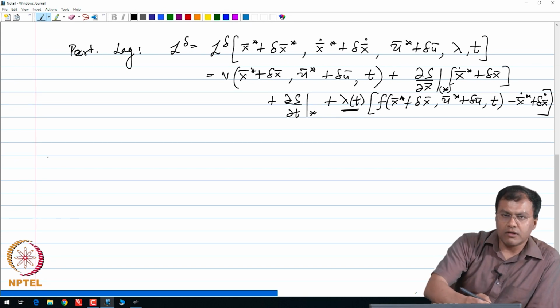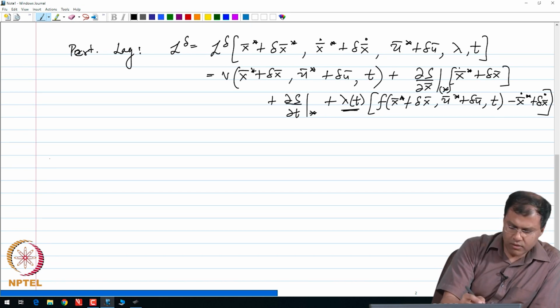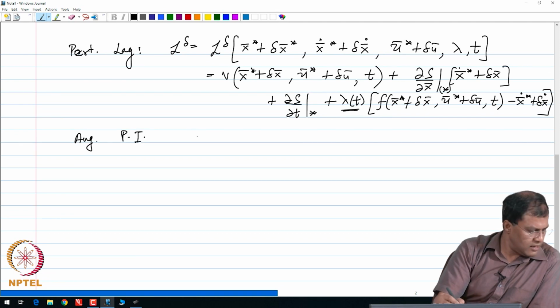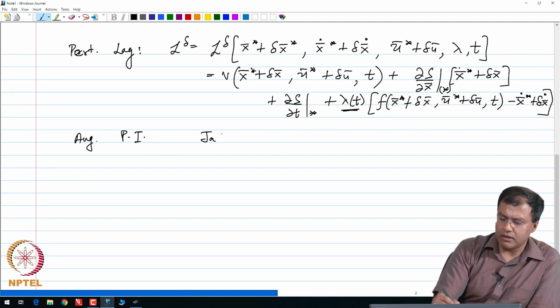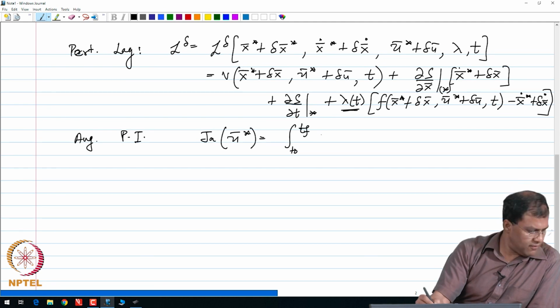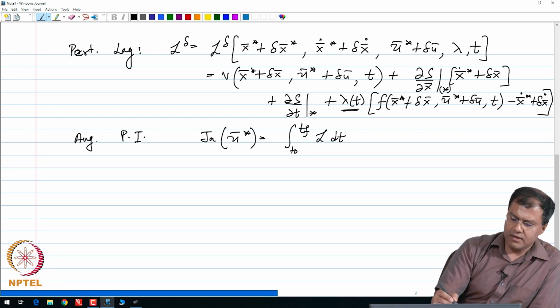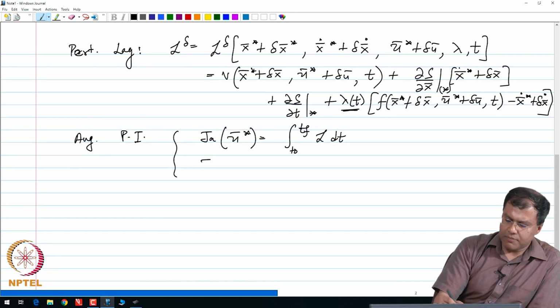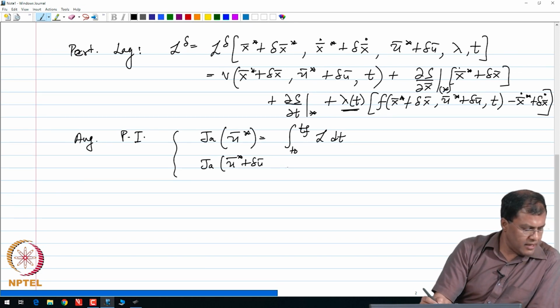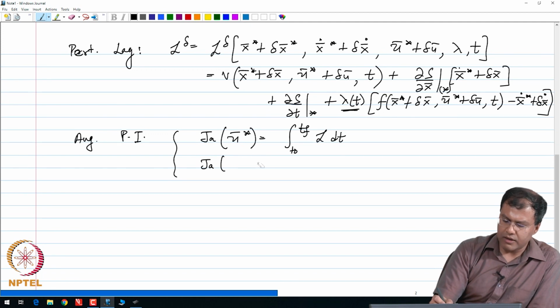for the perturbed value. So, we write down my augmented performance index or the functional first at the original value or the optimal value. So, J A of u star is the integral from T0 to Tf of L dt, and the performance index at the perturbed value will be, well, let me call this perturbed value as any other value other than the optimal value.